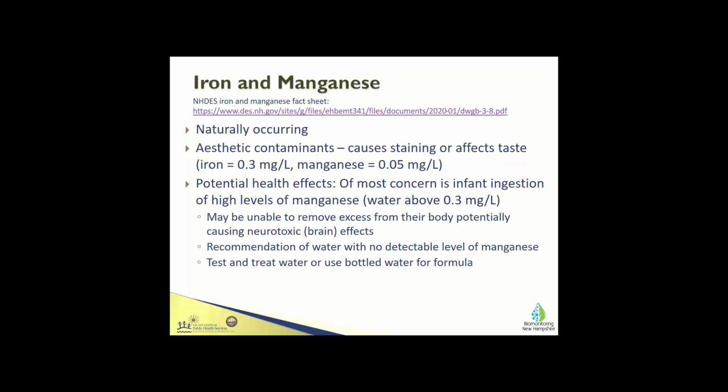New Hampshire Department of Environmental Services is working on a new enforceable drinking water standard, so a new maximum contaminant level for manganese to be effective on July 1st of 2022. And by setting it at 0.3, they're going to make it protective for infant health. Public water systems would need to abide by this and make sure their water is below this standard. And so it is our recommendation that your private well water is also below 0.3 milligrams per liter for manganese.